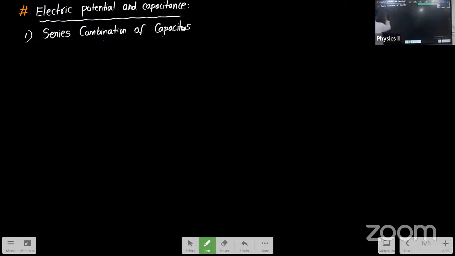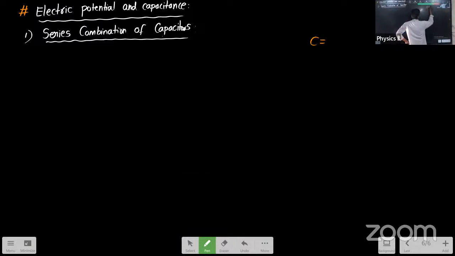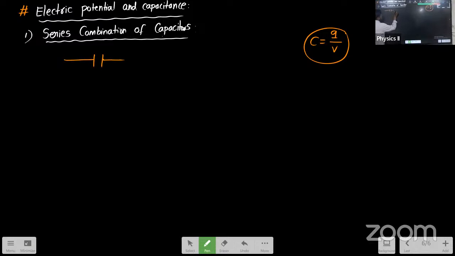See here. First of all, you are supposed to write down the definition for series combination of capacitors. What is the formula for capacitance actually? We know that capacitance C is equal to charge divided by potential, Q divided by V. This is the formula for capacitance. So see here, what is the meaning of series combination? Let me consider 3 capacitors. This is capacitor 1, this is capacitor 2, and this is capacitor 3. This type of arrangement is called series combination.